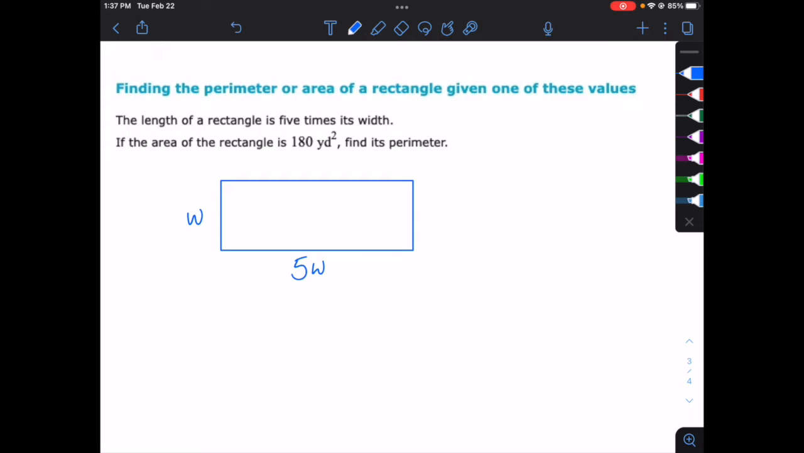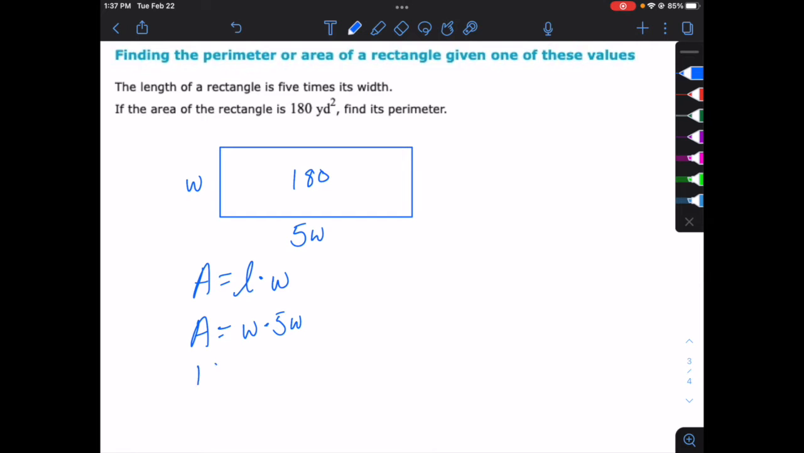Okay, so it tells us that the area is 180. Well, how do we find the area of a rectangle? Area is length times width. So in this case, it's going to be the W times the 5W. Well, we also know that that's equal to 180. And what is W times 5W? Well, that's 5W squared.